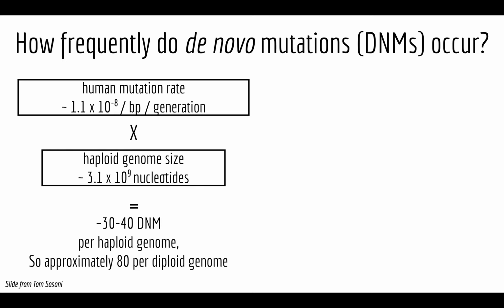There's 30 to 40 per mom's gamete, 30 to 40 per dad's. It's actually more on dad's than mom's. But the net effect is that we get around 70 to 80 new mutations in every offspring. So each of you, on average, differ from your parents' DNA at about 80 positions in the genome. Okay?